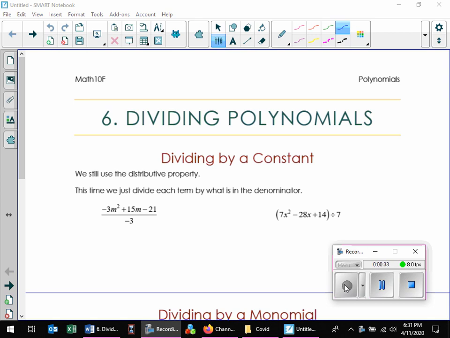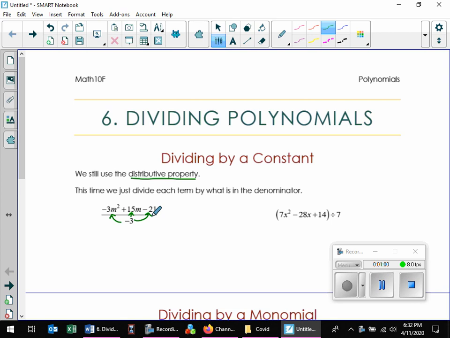So today we're dividing polynomials. Multiplying was easy. Dividing is exactly the same. It's very easy, but you got to pay attention. When you divide, we still use the distributive property, and we're dividing each term by the denominator. We're going to start with a constant because that's the easiest. So this 3 has to go into all the terms on the top.